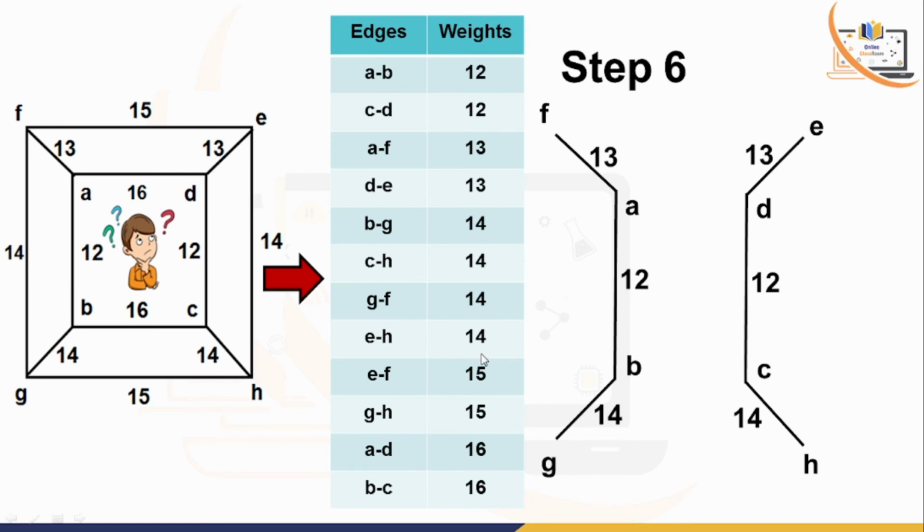Next minimum is again 14, but look, the connection is your EH. If I join this particular point EH in this way, obviously it will create a circuit, so we have to discard it. That means we have to discard this particular edge EH and also this particular edge GF. Now we will move to the next minimum. Obviously all the 14 cases are gone, so the next minimum weight is 15 and the connection is your EF.